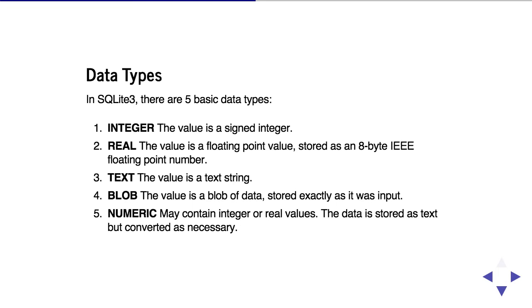In SQLite, there are 5 basic data types: integer, real, which is a sort of floating point value. There's also text, that's sort of like a string. Blob is just a blob of data. If you put in a picture, it actually stores that picture as the data itself, and so it doesn't really know what it is, just ones and zeros. And numeric is sort of like integer or real values, but stored as text.